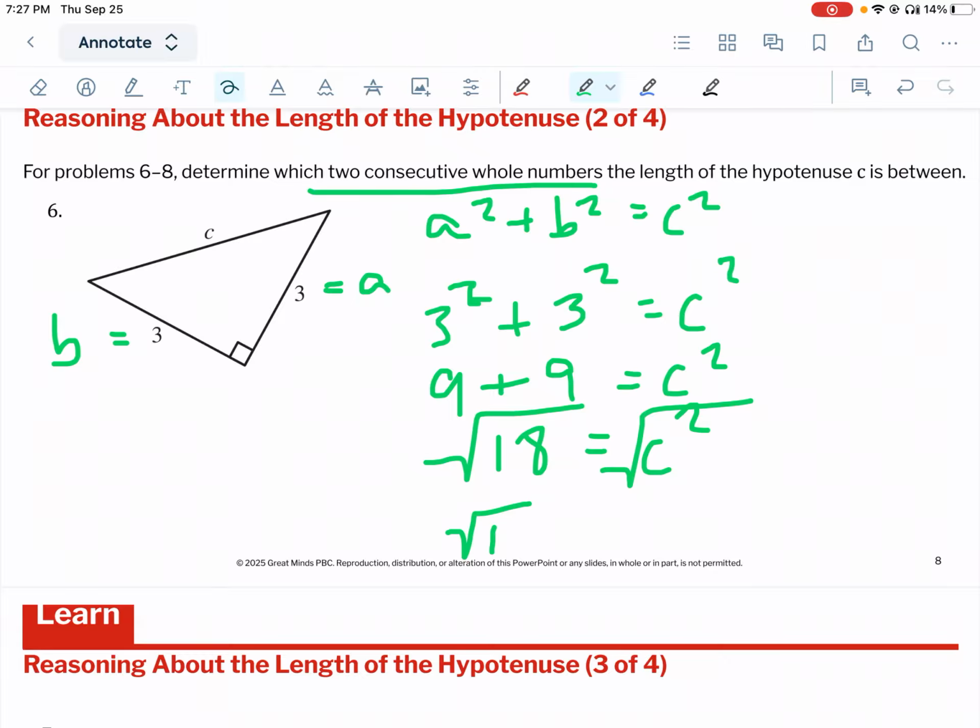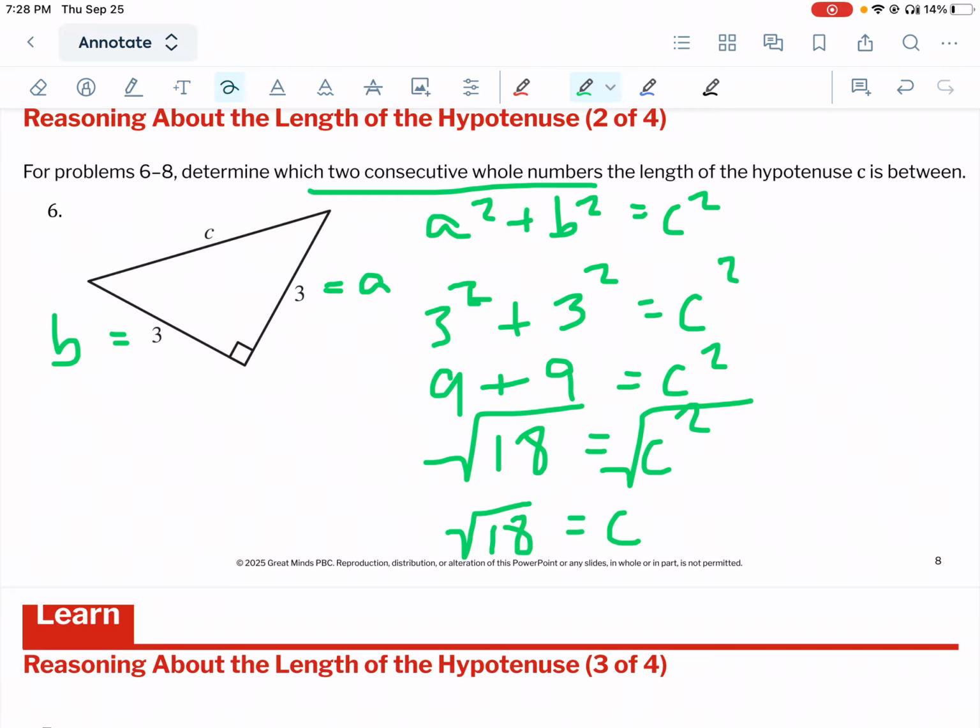The square root of 18 equals c, but it says which two consecutive numbers will this number sit in between? They're talking about the square root of 18. What two whole numbers would that sit in between if it was a perfect square value? So you essentially just want to get close to where you're supposed to be. I know that 16 square rooted is a perfect square. I know that 25 square rooted is a perfect square. The reason being is because 4 times 4 is 16. 5 times 5 is 25.